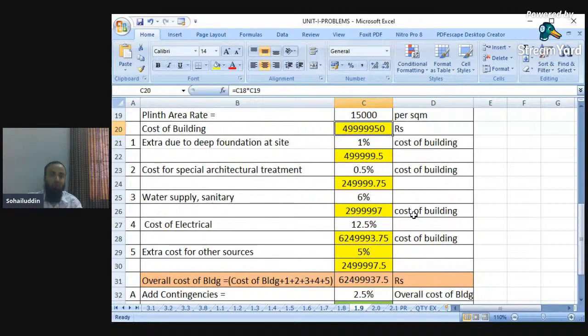Again, extra due to deep foundation. It is a simple head. No need to confuse here. What is this? It is nothing but an extra head required from the total cost, from the cost of building. So extra head is there.